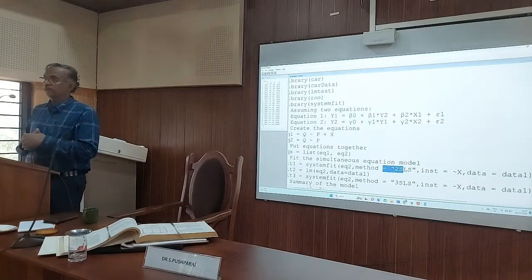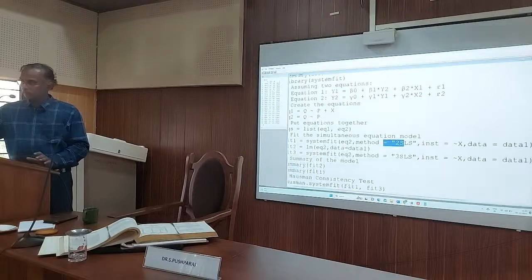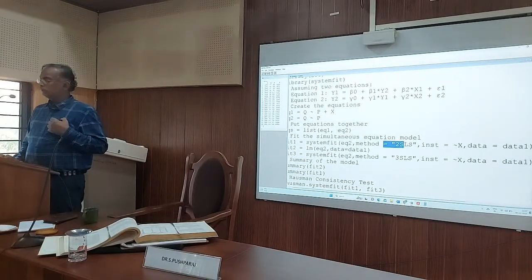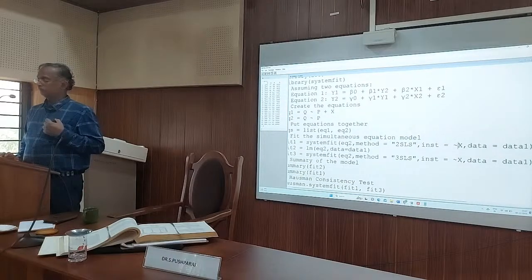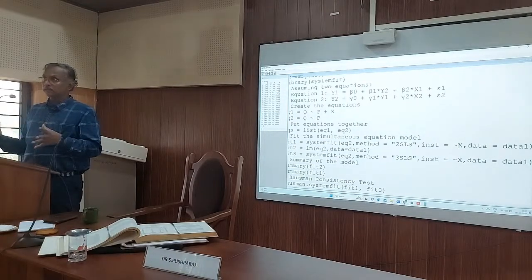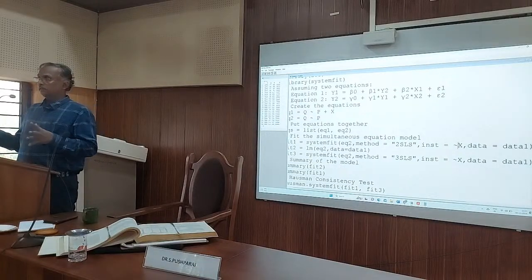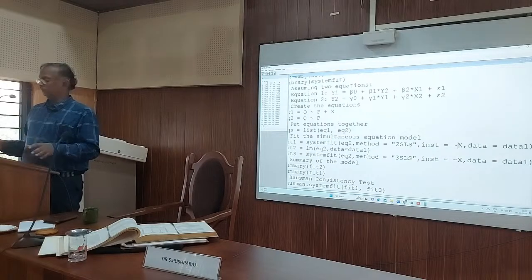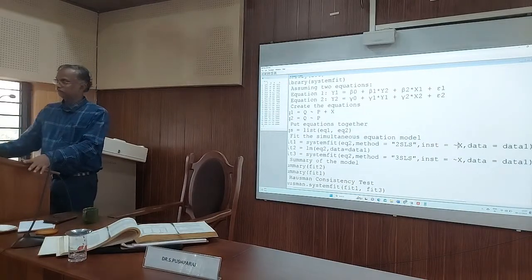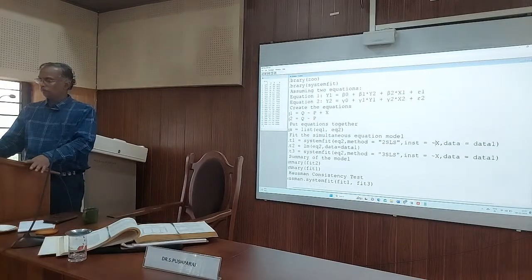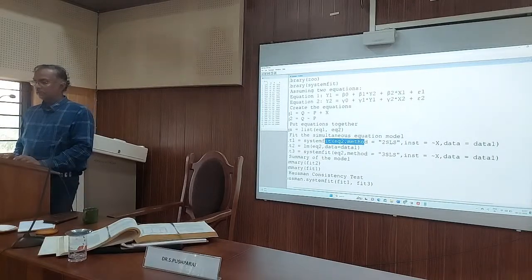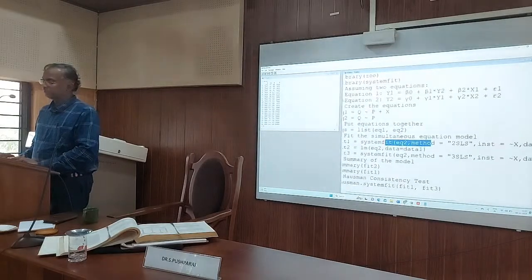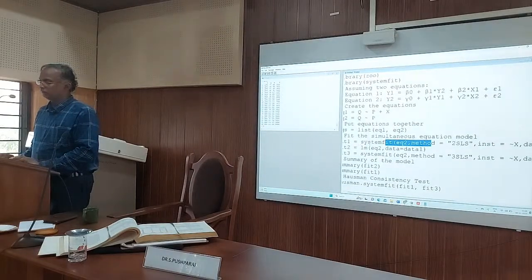Okay, this is how we are specifying it, right? 2SLS, instrumental variable is X, right? If there are multiple variables, you can put plus and separate them, and you can give as many instrumental variables as possible. Data set is there. Now I am running this regression model. I am running this estimation.